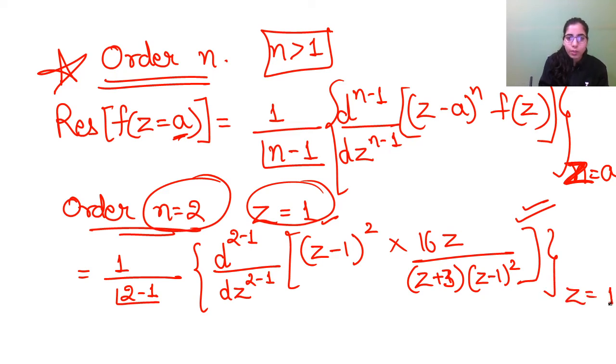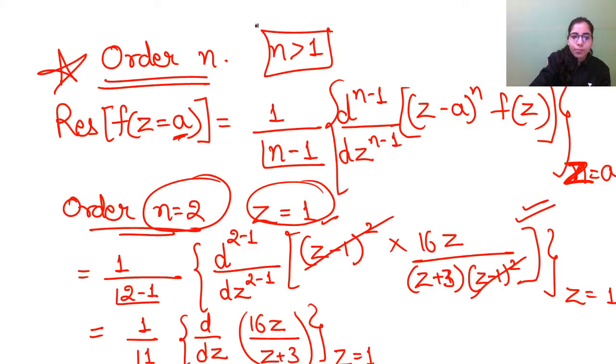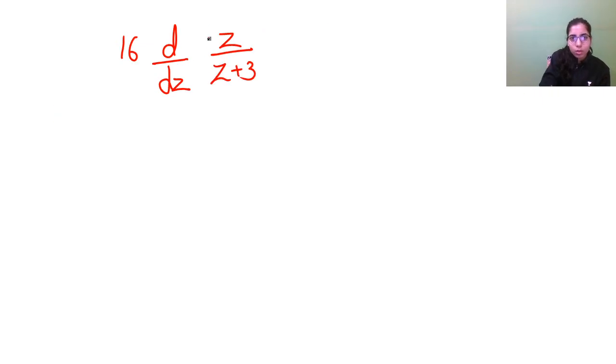And when I solve it further, this will get cancelled out with this term. At the end I just need to do the differentiation once. Clear? So 1 upon factorial 1 will be just 1 upon 1, and then d upon dz of this function, which is 16z upon z plus 3. I can even take 16 outside, but right now since I have already mentioned it here, let's keep it here. Next, if I do this differentiation, what will I get? d by dz of, because 16 is a constant, I can write it here, z upon z plus 3, and then the value at z is equal to 1.